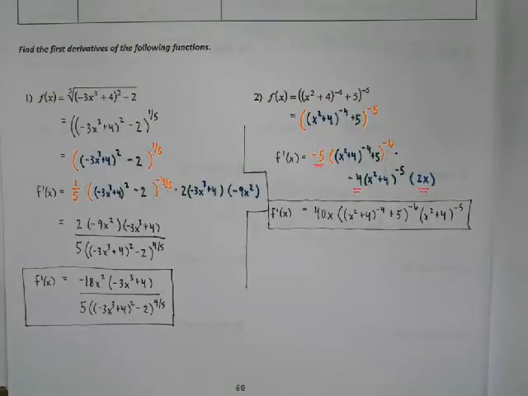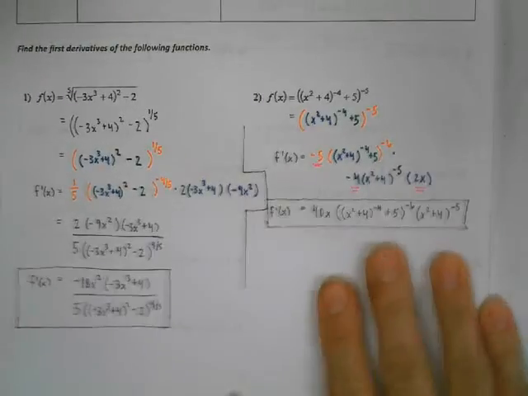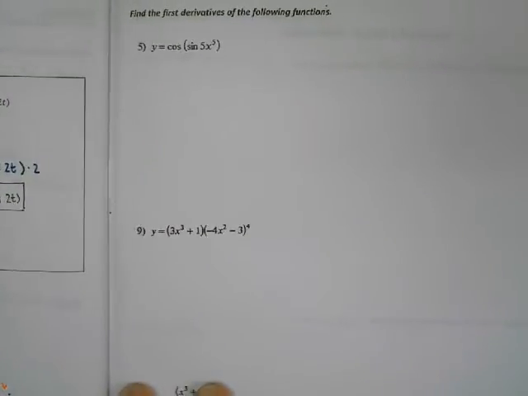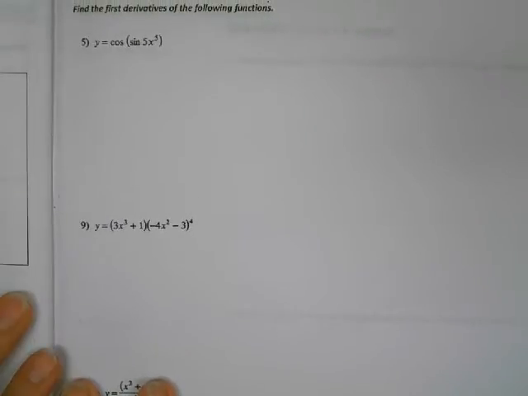Okay, so on the next page, we're going to do another example where we have to use the chain rule multiple times. And then we're going to get into a couple where we're using the product and quotient rule along with our chain rule.